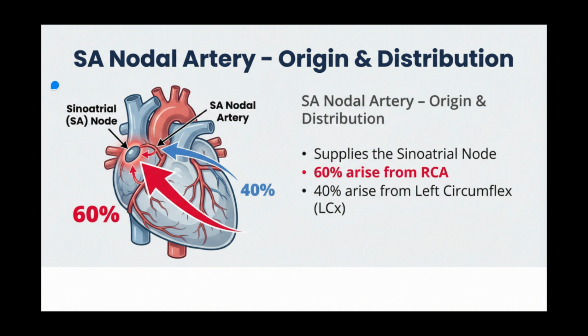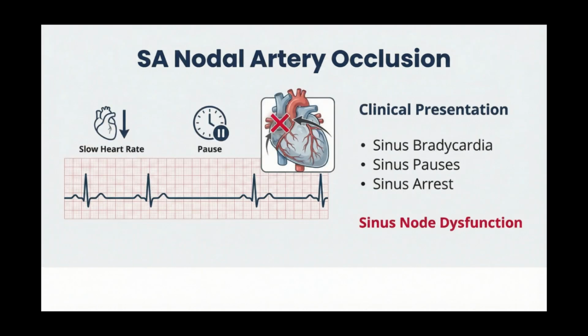Several key branches arise from the RCA, each with important exam relevance. The sinoatrial nodal artery supplies the sinoatrial node. In approximately 60% of individuals, it arises from the RCA. In the remaining 40%, it originates from the left circumflex artery. Occlusion of this artery can result in sinus node dysfunction, presenting as sinus bradycardia, sinus pauses, or sinus arrest.